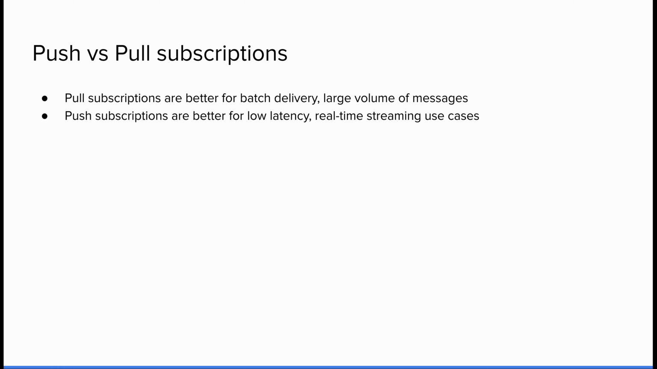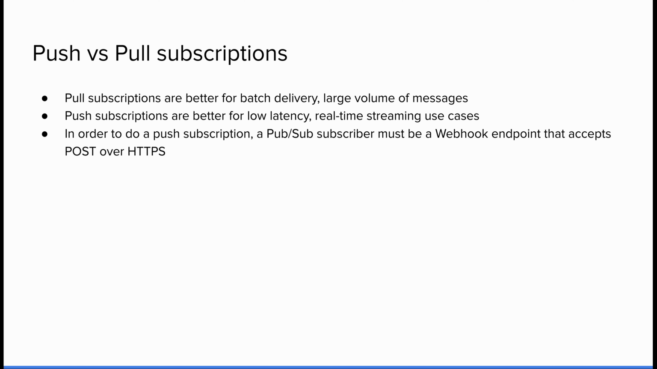So, we mentioned that the subscriber can pull messages from PubSub, or we can set up PubSub to push messages to the subscriber. What might be a reason to use one over the other? Pull subscriptions are typically better for batch delivery with a large volume of messages. Push subscriptions, where PubSub pushes the messages to the subscriber, are better for low latency, real-time streaming use cases. In order to do a push subscription, keep in mind that the subscriber must be a webhook endpoint that accepts post over HTTPS.